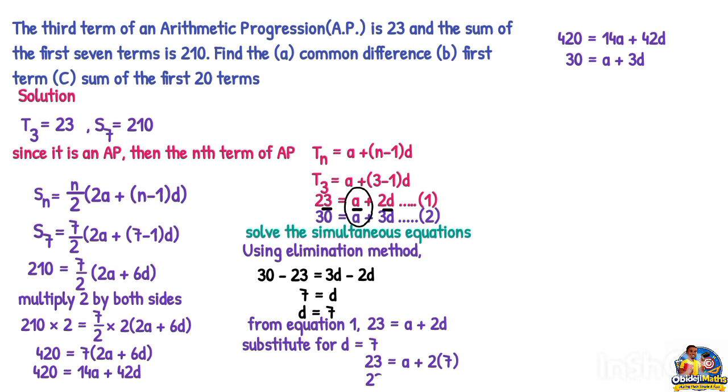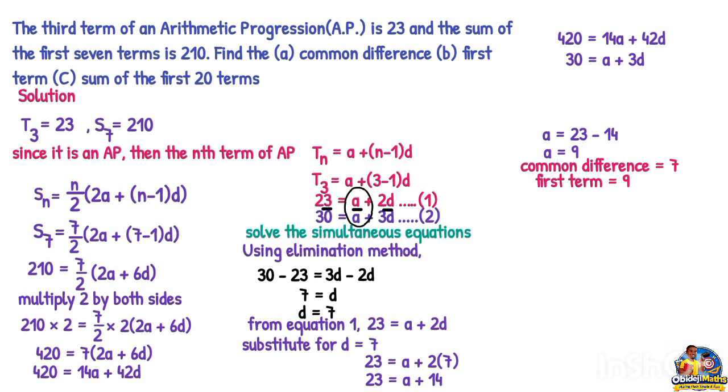So collect the like terms. We have 23 minus 14 equals a. So a is equal to 9. So our first term is 9. Our common difference is 7. The last question says, find the sum of the first 20 terms.